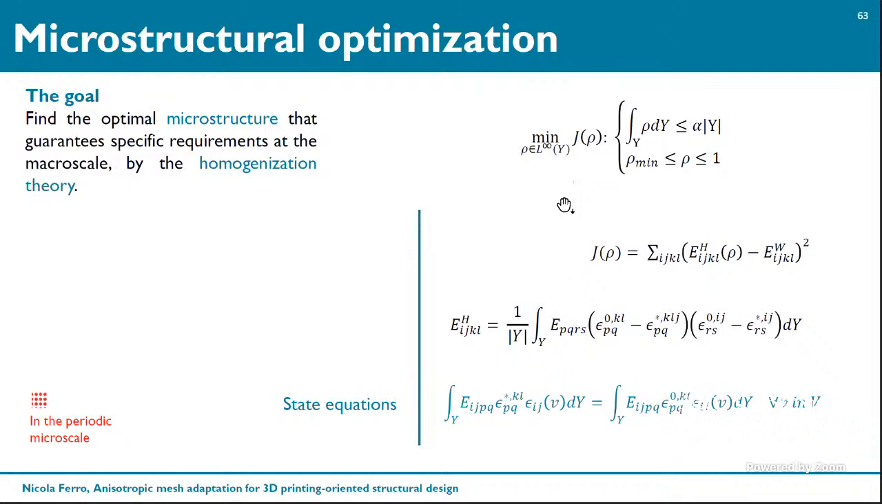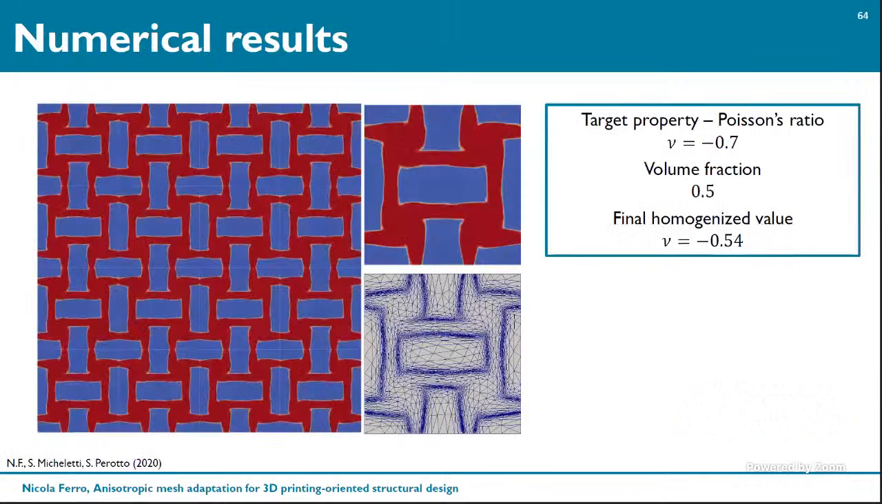But, again, the protagonist is the density variable rho, but here I changed completely the objective function that I'm using, the state equation governing the physical system, and also the constitutive law that we are employing. Nevertheless, this works again as expected if we want to design, for example, auxetic materials, so materials with negative Poisson's ratio. We can target the Poisson ratio and set it to minus 0.7. And by means of our topology optimization technique, we are able to deliver a final result characterized by a homogenized value, what we see at the macro scale, with a Poisson ratio of minus 0.54 and a volume fraction of 0.5.